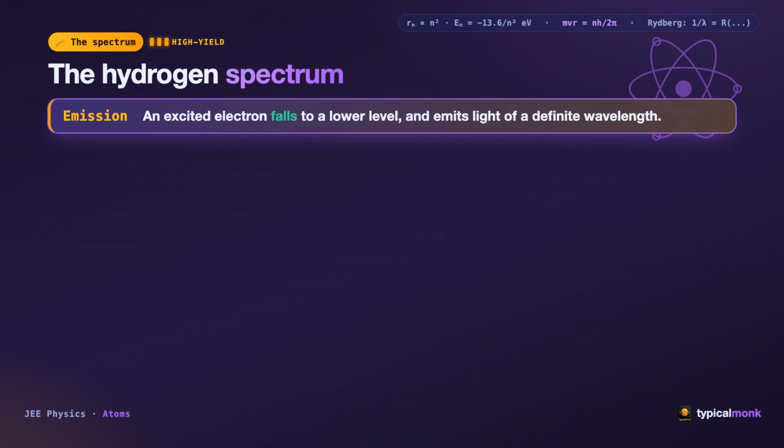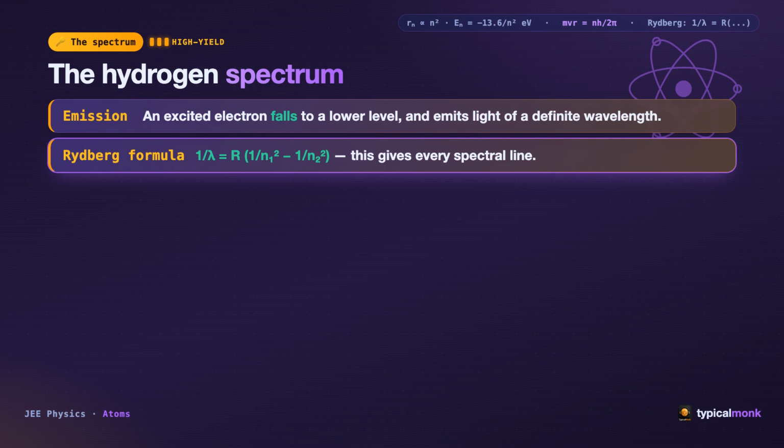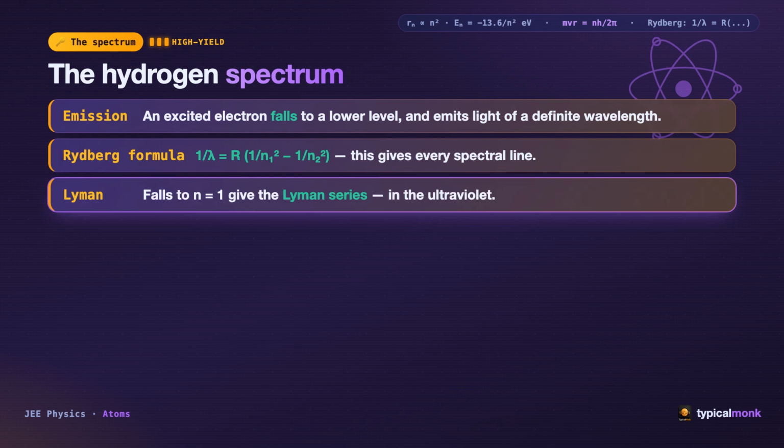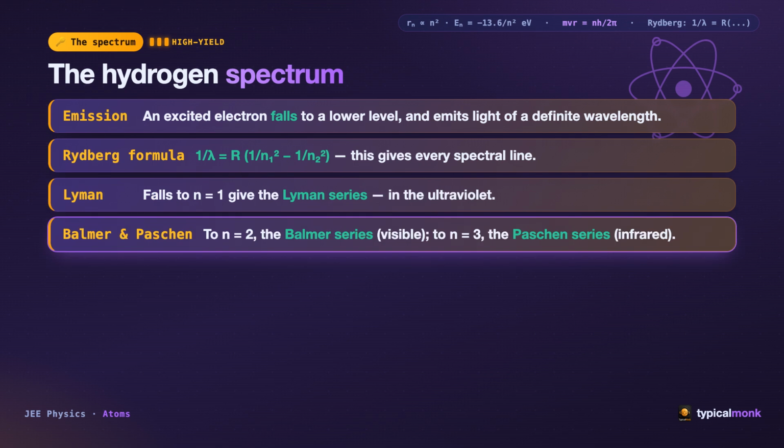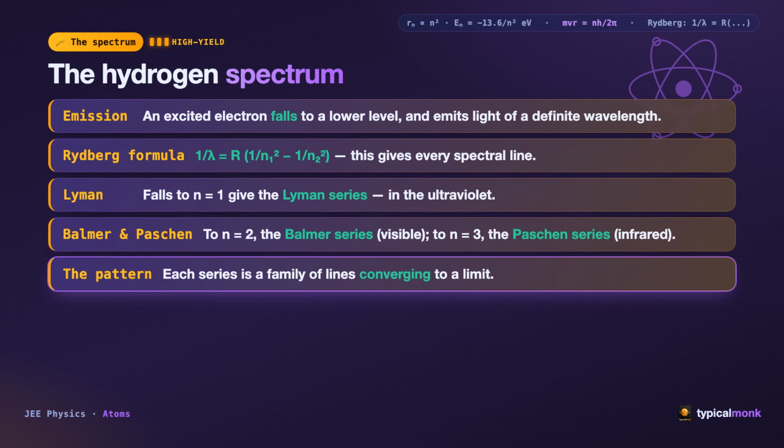Now, the spectrum that made Bohr famous. Emission: an excited electron falls to a lower level and emits light of one definite wavelength. The Rydberg formula: 1 over lambda equals R times (1 over n1 squared minus 1 over n2 squared), and this gives every spectral line. The Lyman series: falls that end on n equals 1 give the Lyman series, which lies in the ultraviolet. Balmer and Paschen: falls to n equals 2 give the Balmer series in the visible, and falls to n equals 3 give the Paschen series in the infrared. The pattern: each series is a whole family of lines converging to a limit.